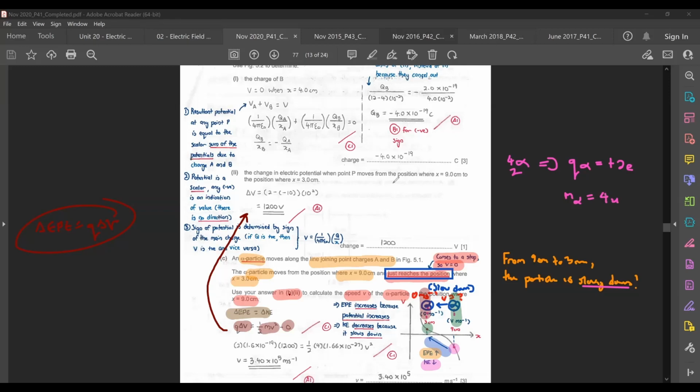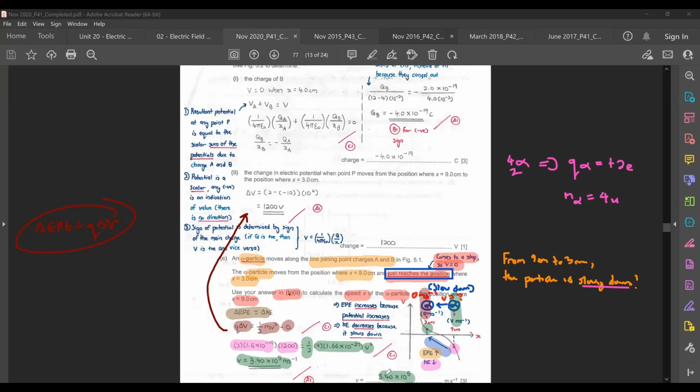So here, this is the charge of your alpha particle, 2 times 1.6 times 10 power minus 19, times your potential difference, which equals half times the mass of your alpha particle, 4 times 1.66 times 10 power minus 27, multiplying with your v squared. Eventually, you get this answer. So this is a very straightforward example.